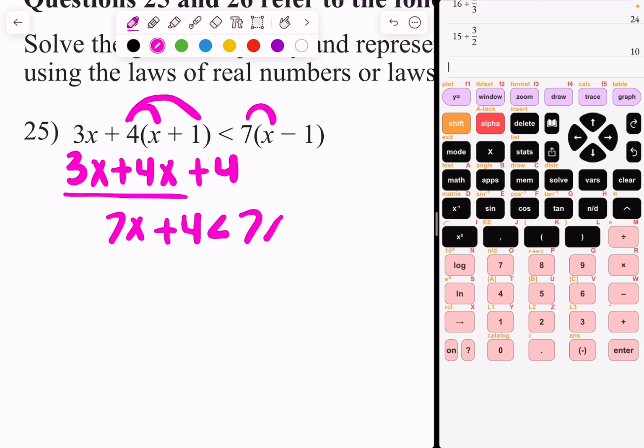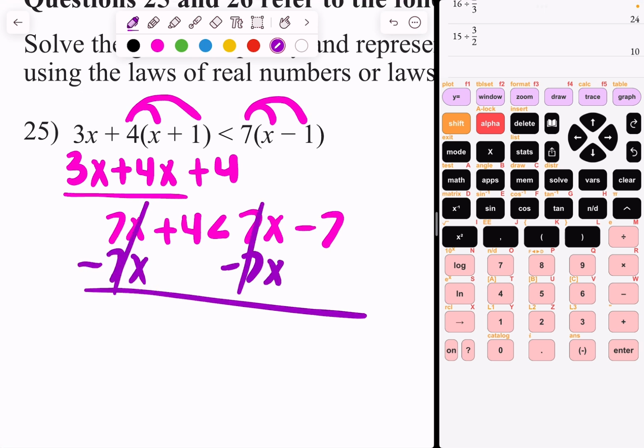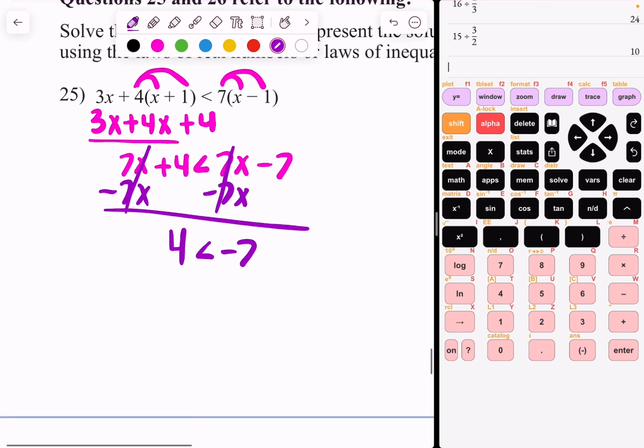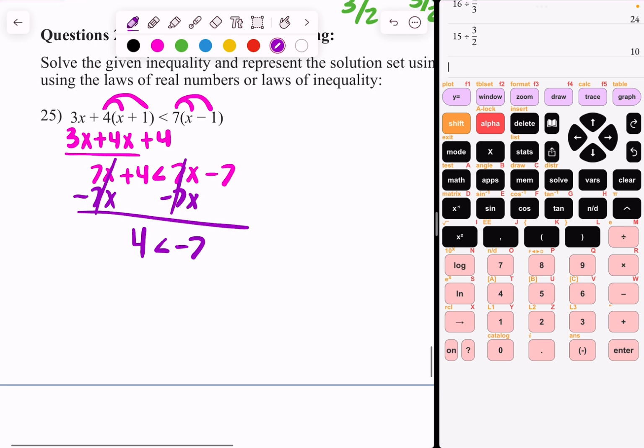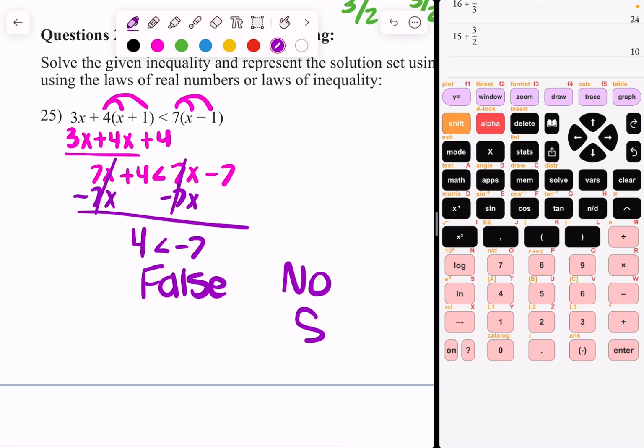7 times x is 7x. 7 times negative 1 is negative 7. Now I'm going to subtract 7x from both sides. When I do that, my x's cancel out, and I am left with 4 is less than negative 7. Is 4 less than negative 7? Definitely not. Negative will always be less than a positive, so that is false, making your answer no solution.